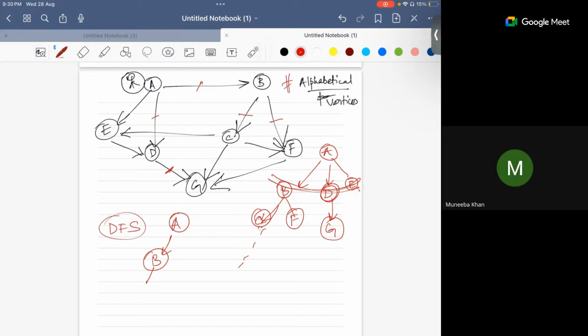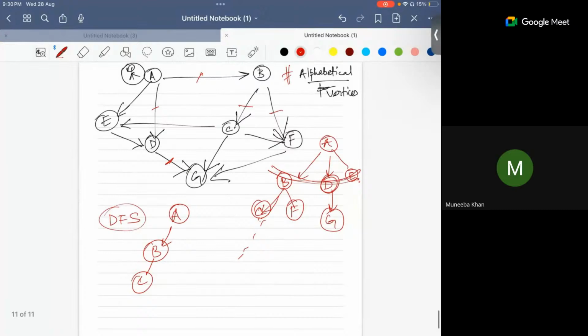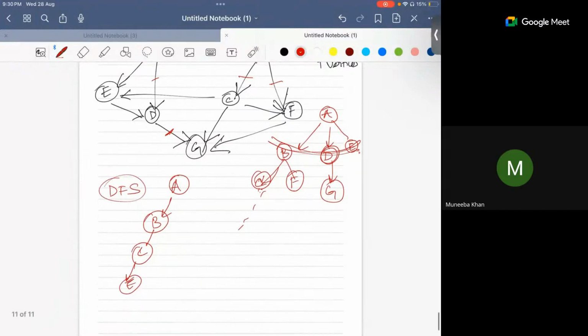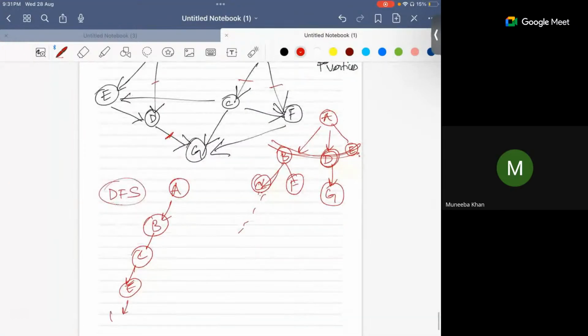So from B, where can I go? In alphabetical order, I can go to C and F, but I have to take C, right? From C, what are the options? E and F, but I have to take E. So I can go to E. And after E, what are the options? I can go to D. Any other option? No, right? Because E has an out degree of just 1. So I can go to D.